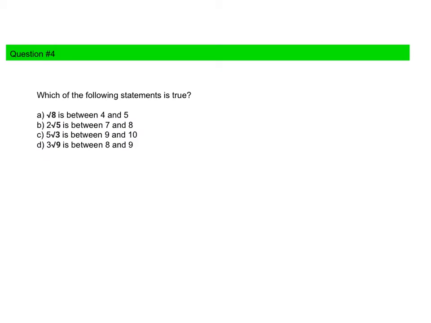Number 4 says, which of the following statements is true? The square root of 8 is between 4 and 5. 2 times the square root of 5 is between 7 and 8. 5 times the square root of 3 is between 9 and 10. And 3 times the square root of 9 is between 8 and 9.